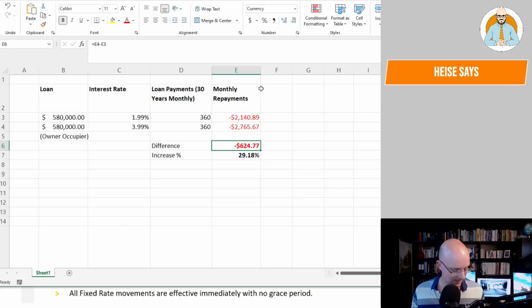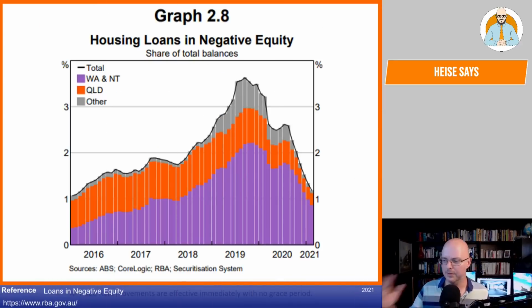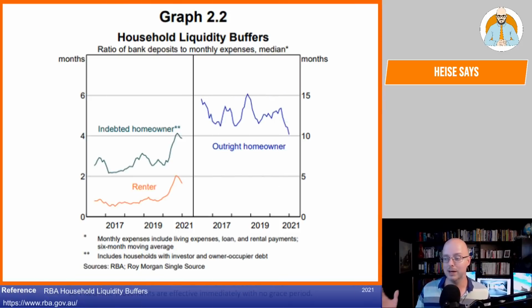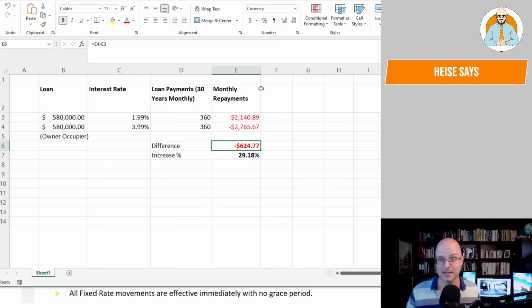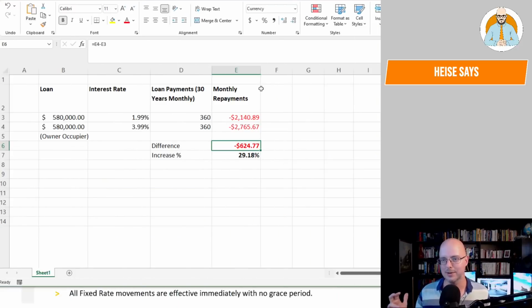Now, the RBA, we're seeing here the number of people that are prepaid on their mortgages, it's right up there. You've got negative equity is down. That's more to do with prices of property. And you've got liquidity buffers for homeowners and indebted homeowners. So the RBA thinks, and some of the banks think, we'll be able to handle some rate increases. But remember, all of this has not been affected at all by the RBA because their cash rate is still sitting at 0.1. It hasn't budged, but interest rates are going up. Let's have a bit of a talk about this one, guys.